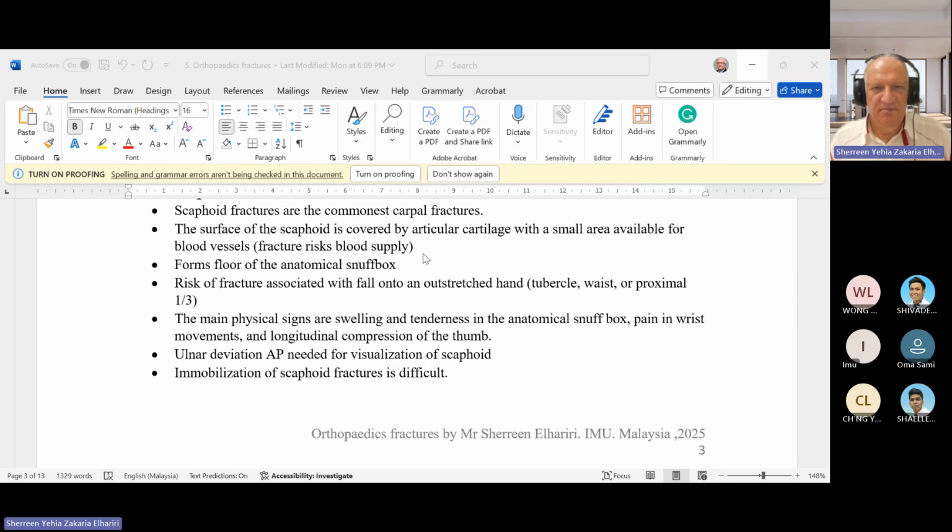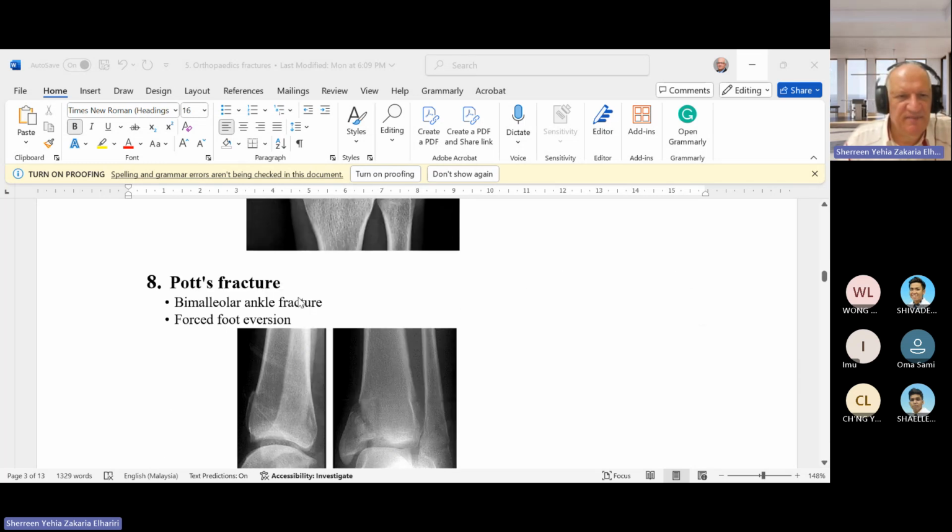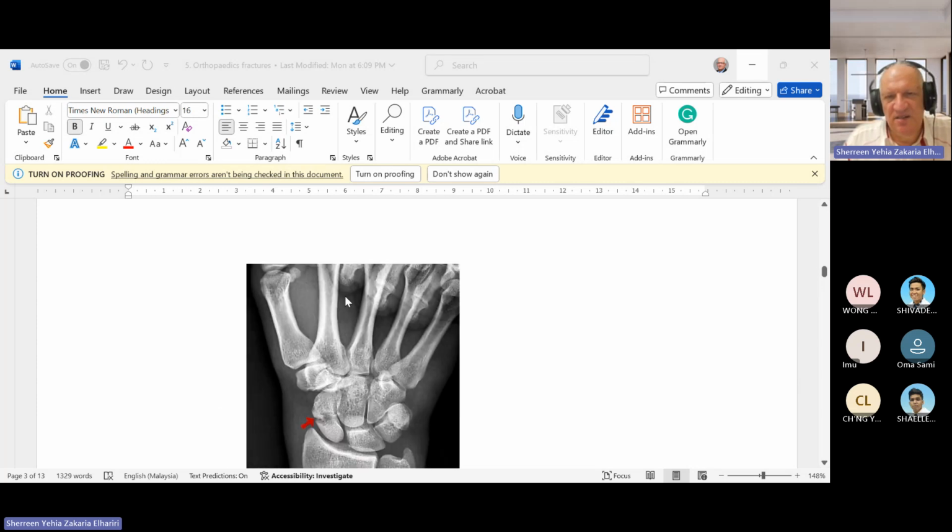It has a special blood supply pattern from distal. It is the floor of the anatomical snuff box. They have tenderness in the anatomical snuff box, maybe some ulnar deviation, and there are special plasters to use for this. So this is as regards the upper limb.